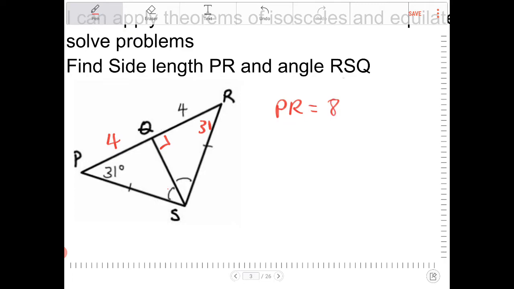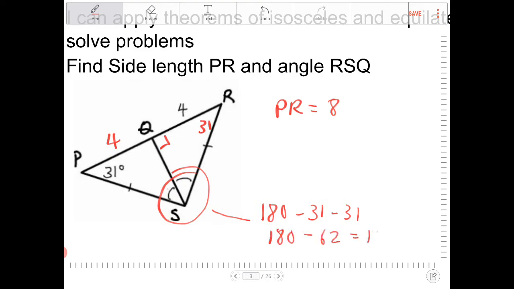And we need to find out what angle RSQ is. So if the two angles there are 31 apiece, RSQ being this angle here, this must be 180 minus 31 minus 31, 180 minus 62. This is 118.